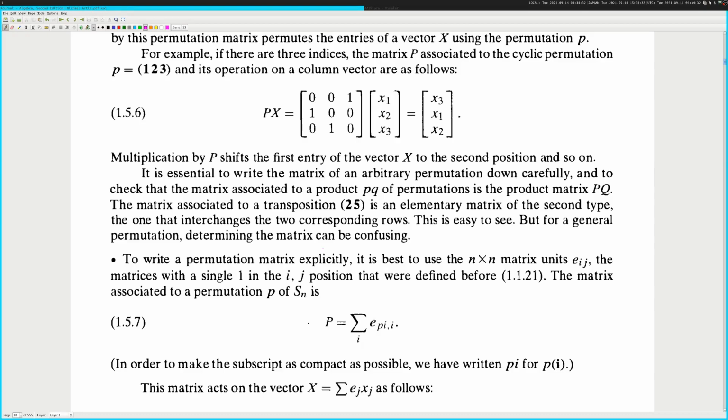Oh god. The matrix associated... Why is this better? Oh my god. Okay. I told you Artin glows in the dark. This is some glow-in-the-dark stuff.